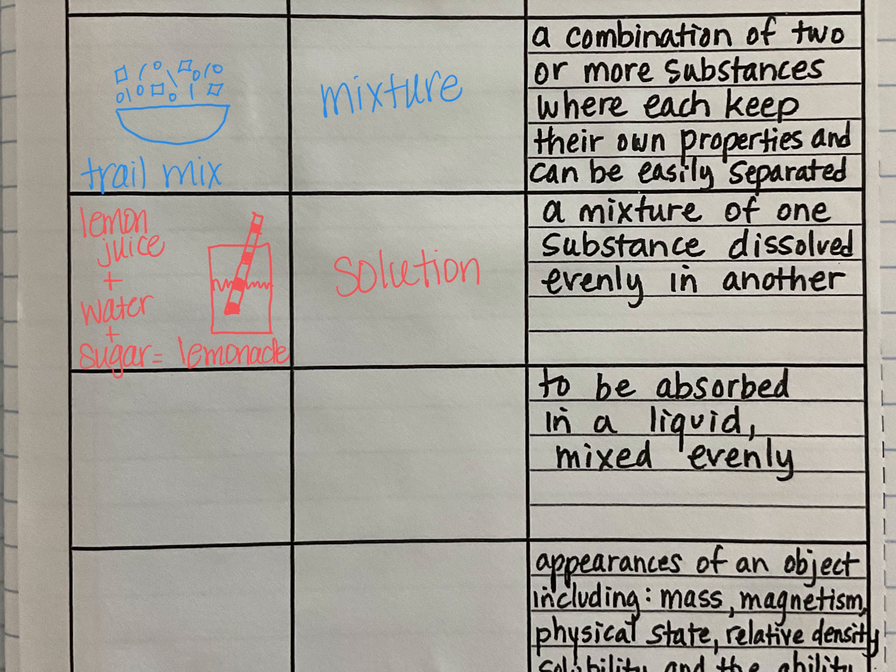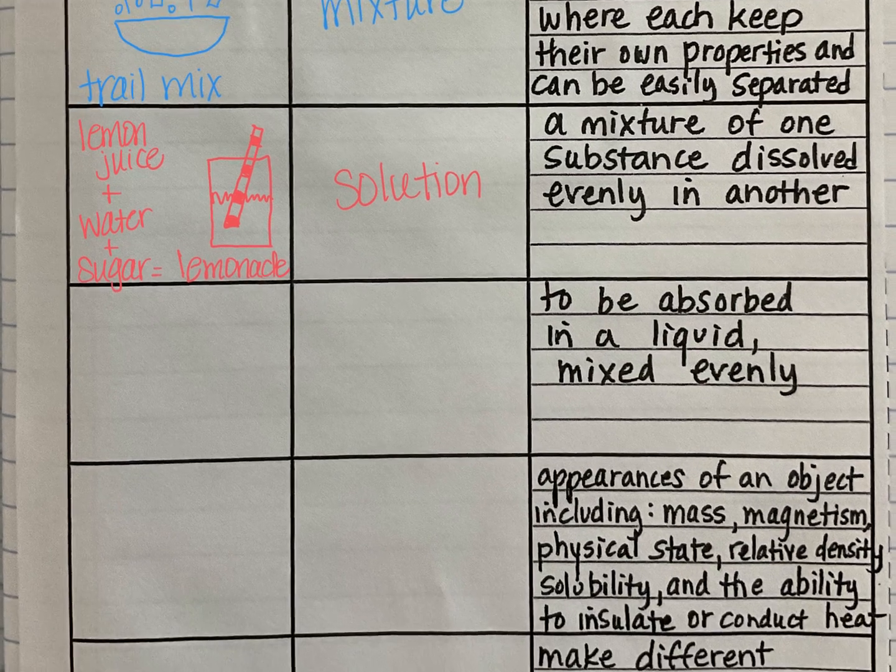Now, when you're drinking lemonade, can you see the lemon juice? Can you see the sugar? No, you start mixing it all together and it dissolves, right? So it's a mixture. A solution is a type of mixture, okay? But what makes it different is it's a mixture of one substance dissolved evenly in another.